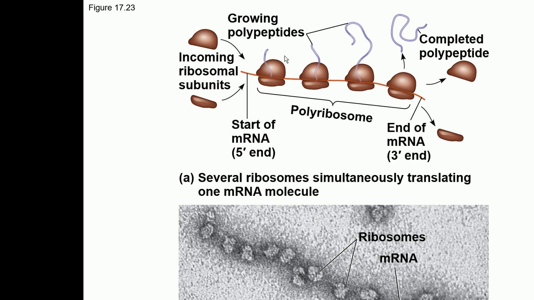Starting has made this much polypeptide. So polyribosomes are found both in prokaryotes and eukaryotes, and they help in increasing the efficiency of protein expression.